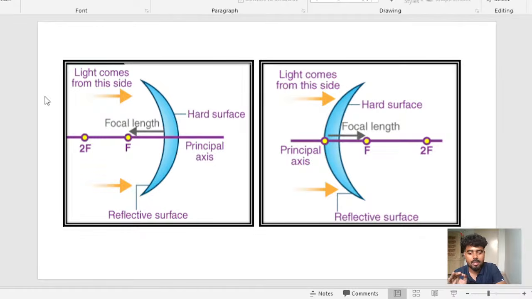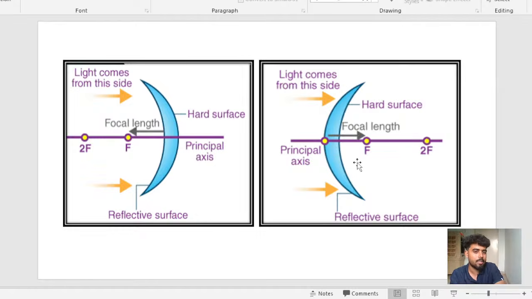Don't be confused, I will say it again. This center point is called the pole. This point is the focus and this point is the center of curvature. Pole to focus is one focal length. Focus to center of curvature is another focal length. So how many focal lengths are there? Two focal lengths are there. So we can write it as 2F.